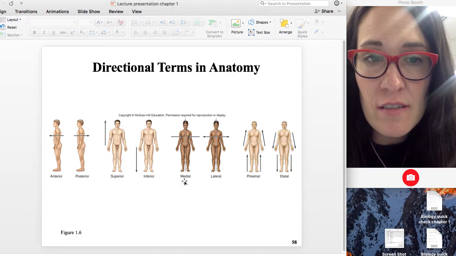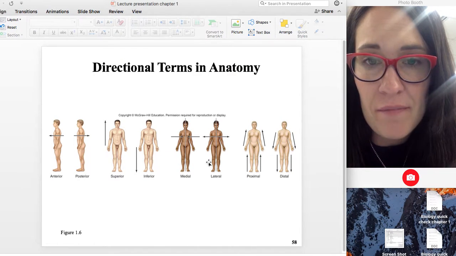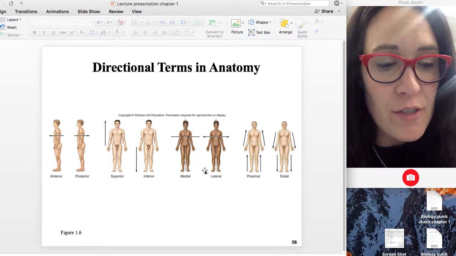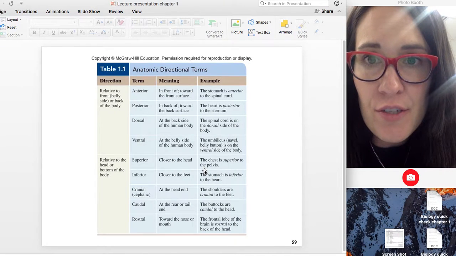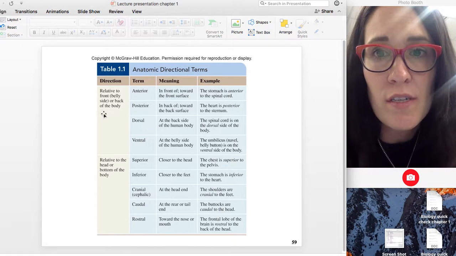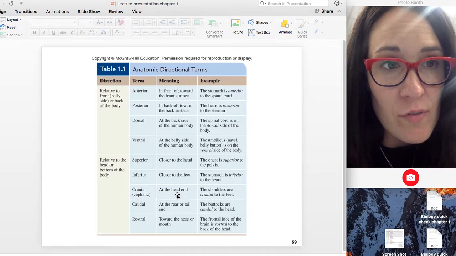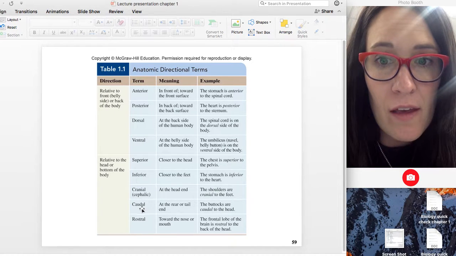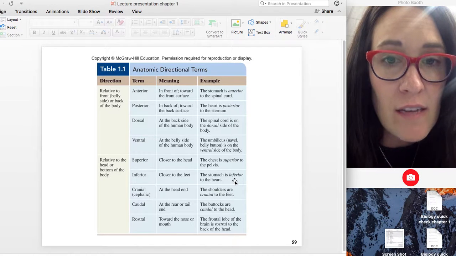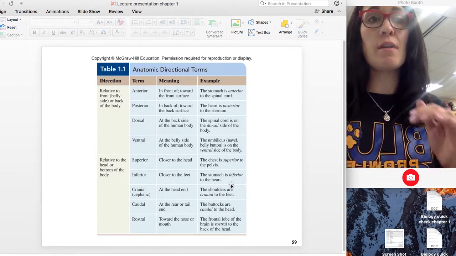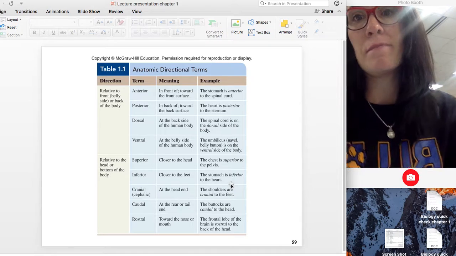And these are just those terms all together, all in the same picture. This is table 1.1, which talks about these terms and gives you examples, which is a great thing to go over. So inferior, closer to the feet. The stomach is inferior to the heart, meaning the stomach is closer to the feet than the heart is.